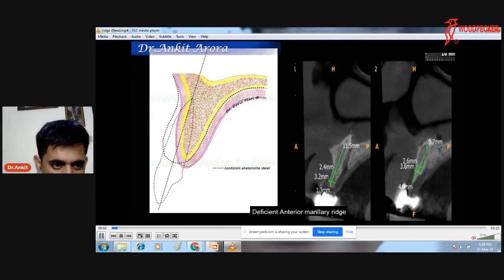Okay, so this is the deficient anterior maxillary ridge, right? Which we have seen in our diagram, right? And now we can see the thinness and thickness of the alveolar crest bone in all the sections, that is 1.3 mm at the start, right? And 2.4 mm when we go 5 mm apically, right?